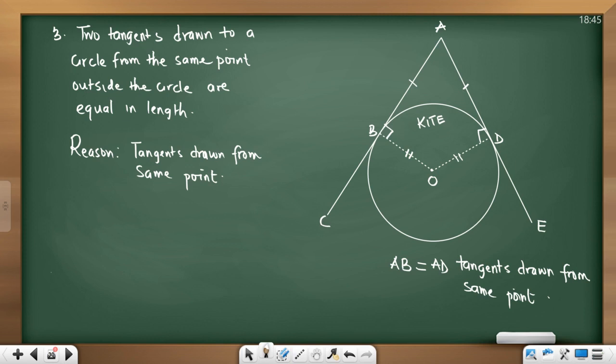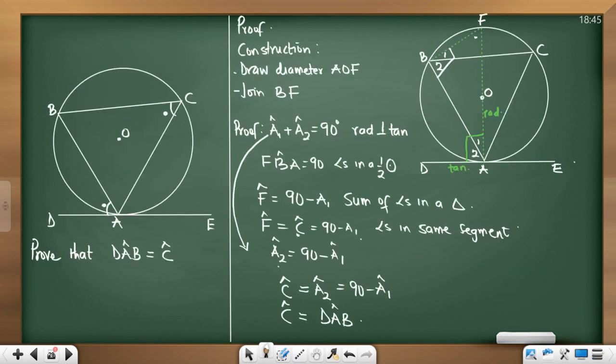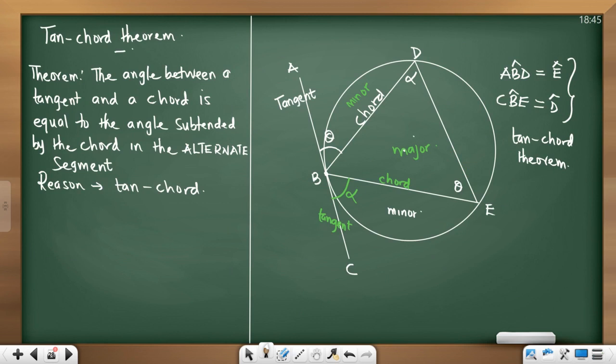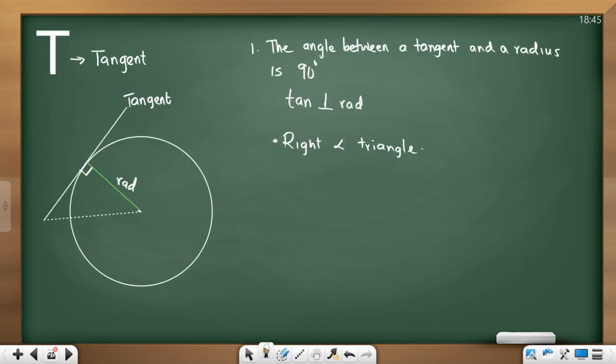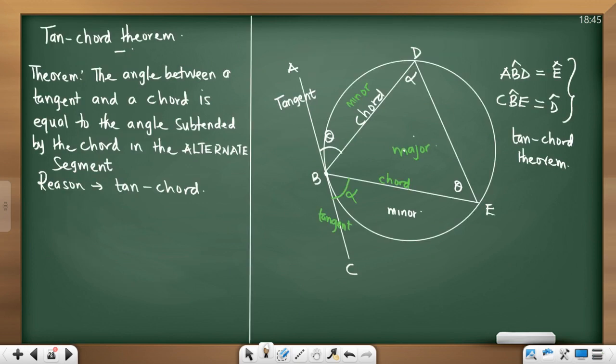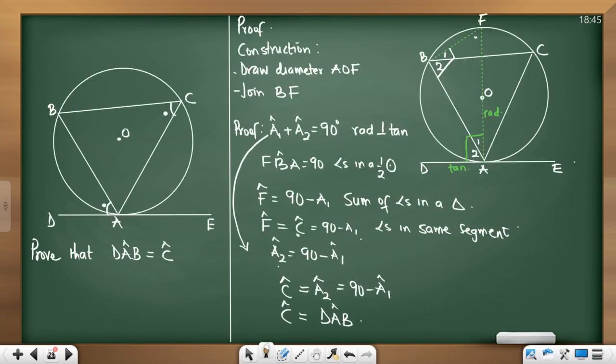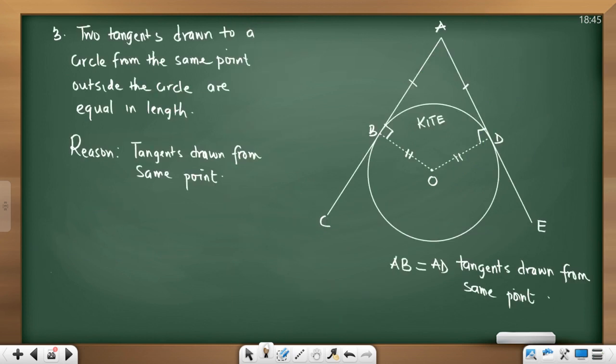So for tangents, we look at three things. Number one, tan-rad: tangent and radius are perpendicular to each other. Number two, tan-chord: the angle between a tangent and a chord is equal to the angle subtended by a chord in the alternate segment. Remember, minor and major segment. And that's the proof, which is examinable. Number three, two tangents drawn to a circle from the same point are equal in length. We are done with T.